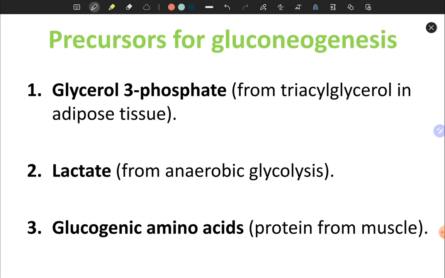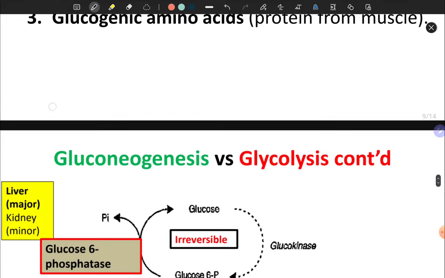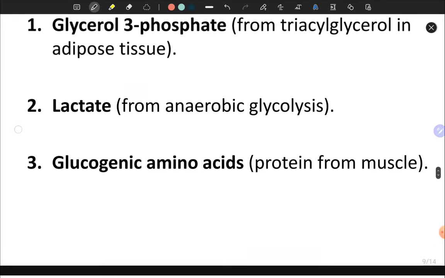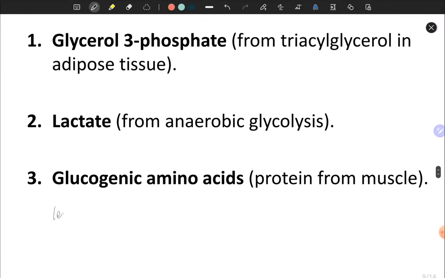18 of them are glucogenic. The two, leucine and lysine, are the only two that are just ketogenic. They cannot make glucose, okay?